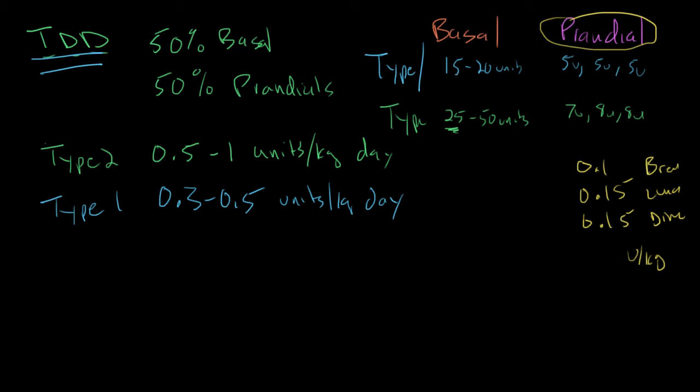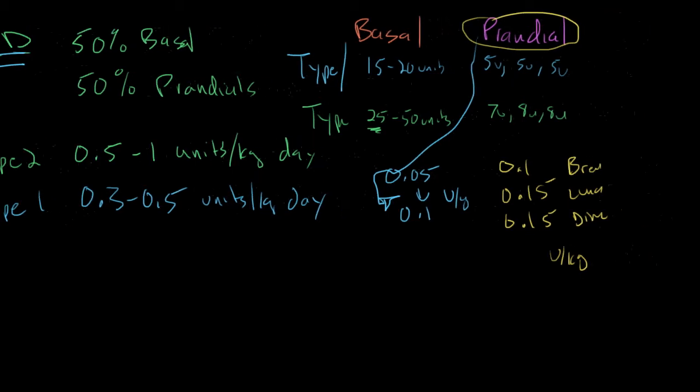And for a type 1 person, obviously, because they're a little bit more sensitive, you could use a prandial dose from 0.05 to 0.1 units per kilogram as your starting point per meal. So it would be a little bit less than your type 2, and then titrate it up as you need it. Okay, let's move on and talk about how to convert between different types of insulins.